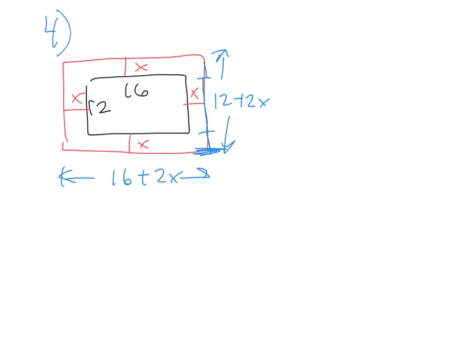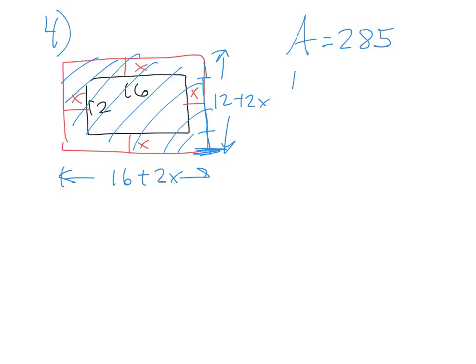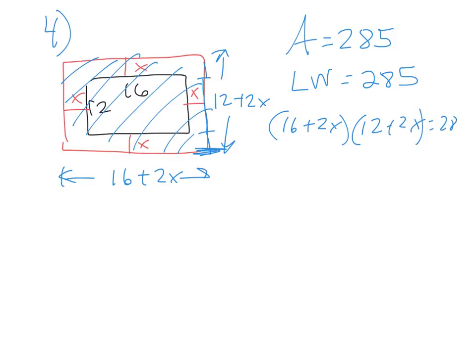And the problem says that the total area of this whole thing is 285. Well, the area is going to be length times width. That's going to be 285. But we said that the length is 16 plus 2X, and the width is 12 plus 2X. That's going to equal 285. That's the whole area. So if we simplify this expression, get rid of these parentheses, we have 192 plus, foiling this out, 56x plus 4x squared equals 285.